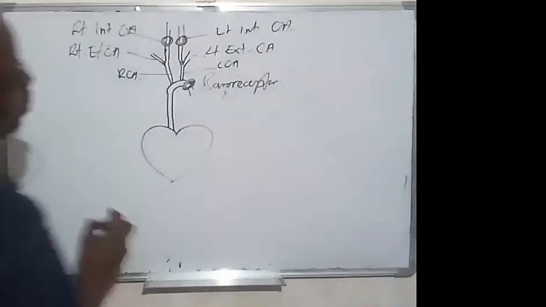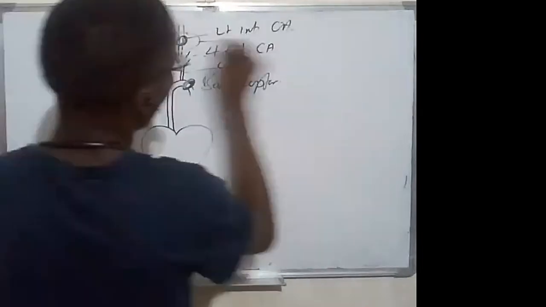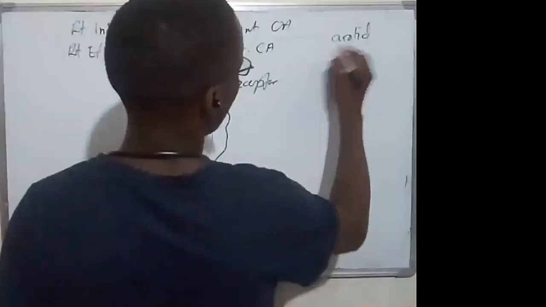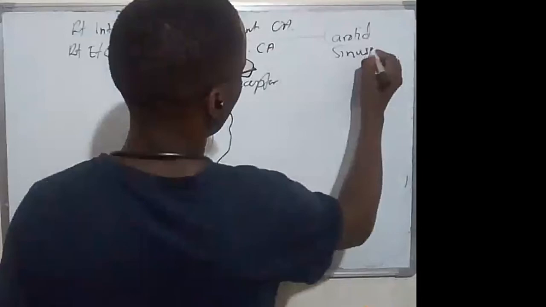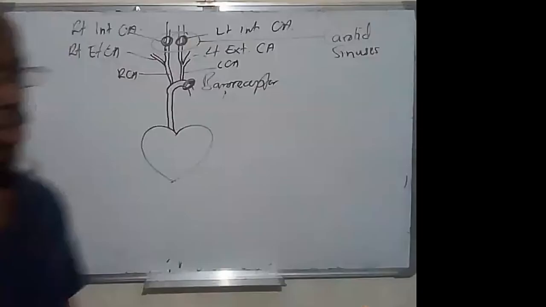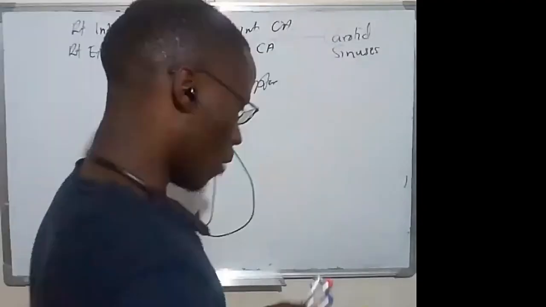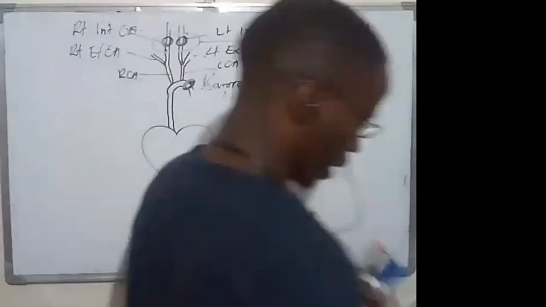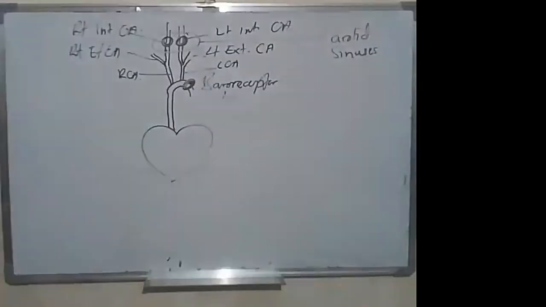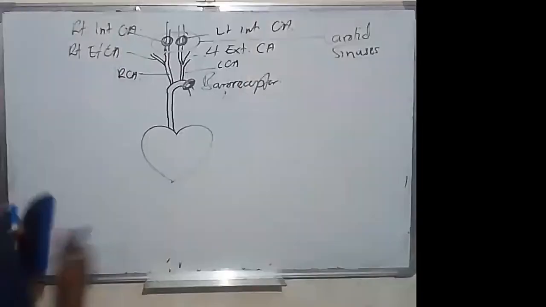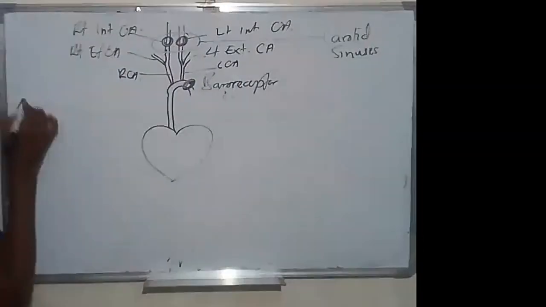Now, these are what are called carotid sinuses. Carotid what? Sinuses. So those are central baroreceptors. Now, what happens there? What is going to happen in that case? When there is increased blood pressure.